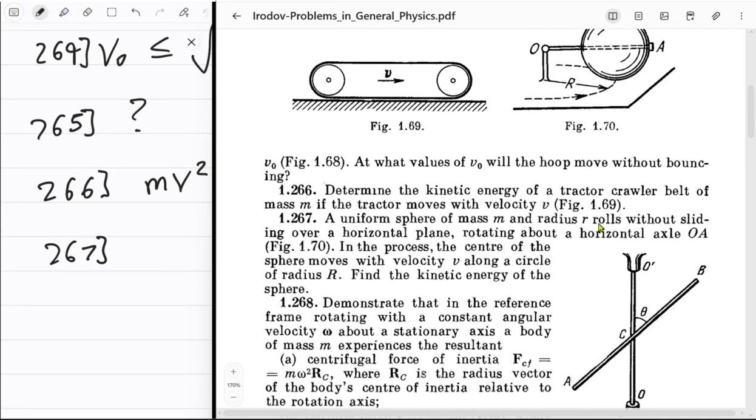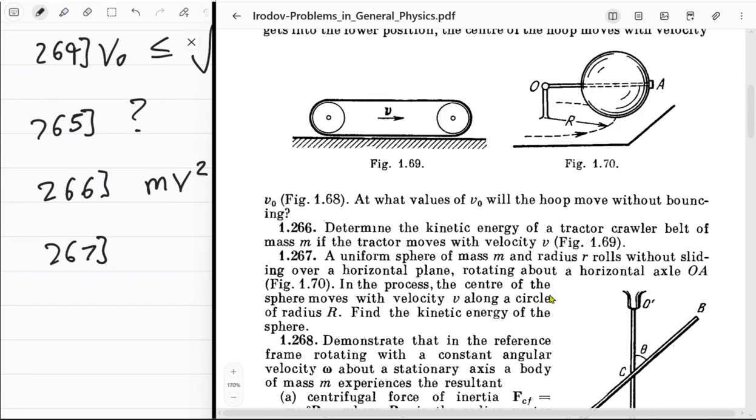Uniform sphere of mass and radius r rolls without sliding over the horizontal plane, rotating about a horizontal axle OA. In the process, the center of the sphere moves with velocity v along a circle of radius R. So this is the sphere and this is the axle. It's rotating like that. Sphere moves with velocity v along a circle of radius R. Find the kinetic energy of the sphere.